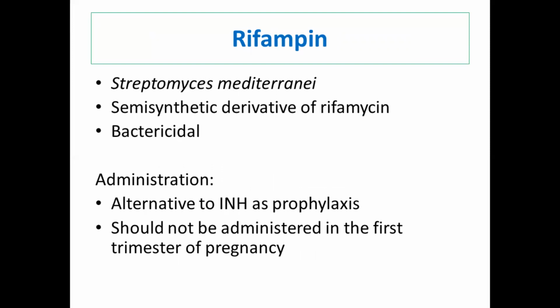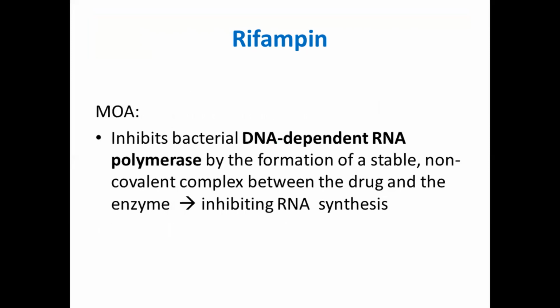Rifampicin from Streptomyces mediterranei. It is a synthetic derivative of rifamycin. It is also bactericidal. It can be given as an alternative to INH for prophylaxis. Should not be administered for the first trimester of pregnancy. No? So, ang mechanism of action nito is the inhibition of bacterial DNA-dependent RNA polymerase, no? To prevent or to inhibit RNA synthesis of this TB bacteria.